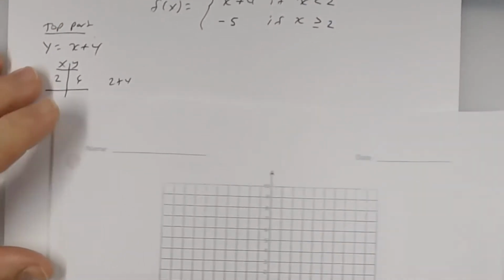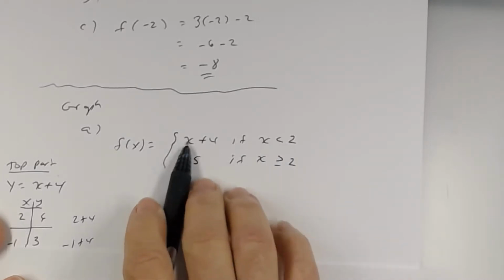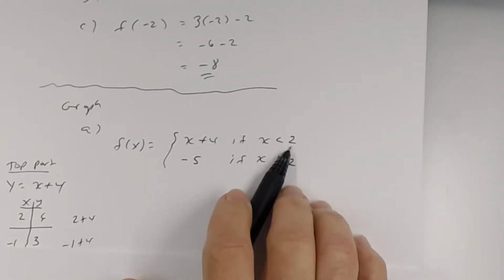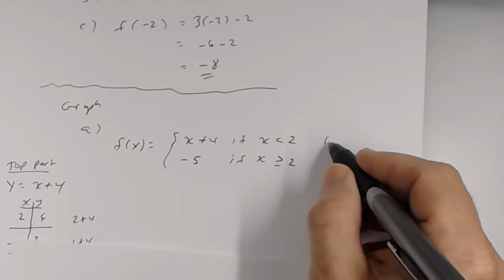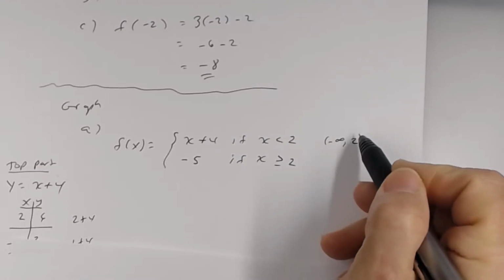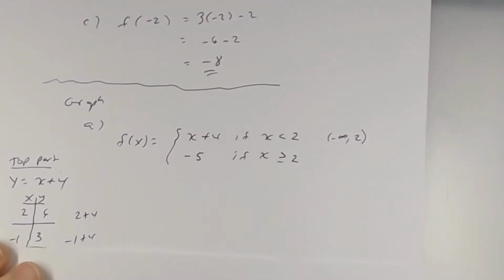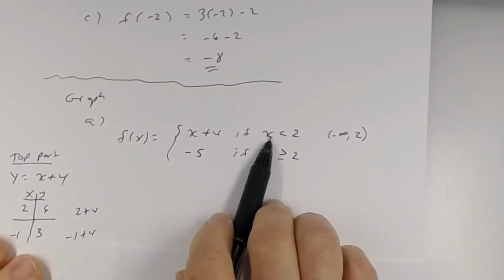Now remember, the domain is not all real numbers, right? The domain for this function is from negative infinity to what number? 2. I'm going to write it like this. Negative infinity to 2 with parentheses or brackets? Parentheses, because there's no equal sign. All right, so that's what this means right here. This right here is the same thing as this.